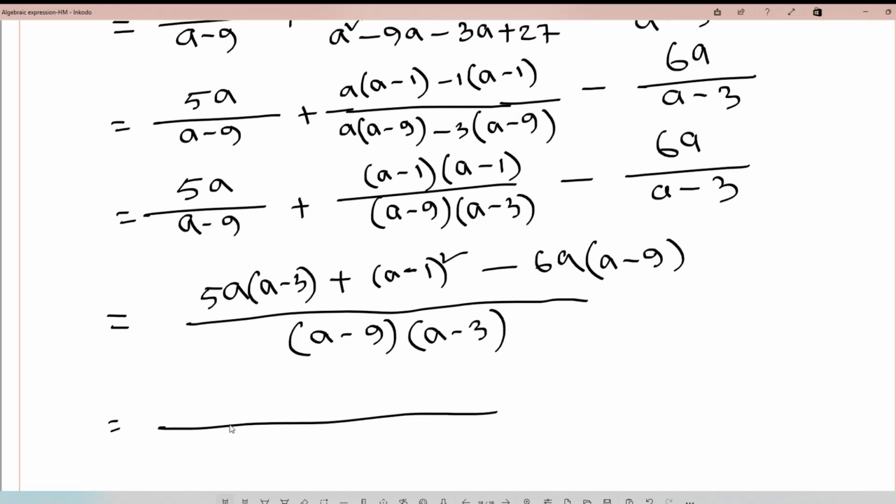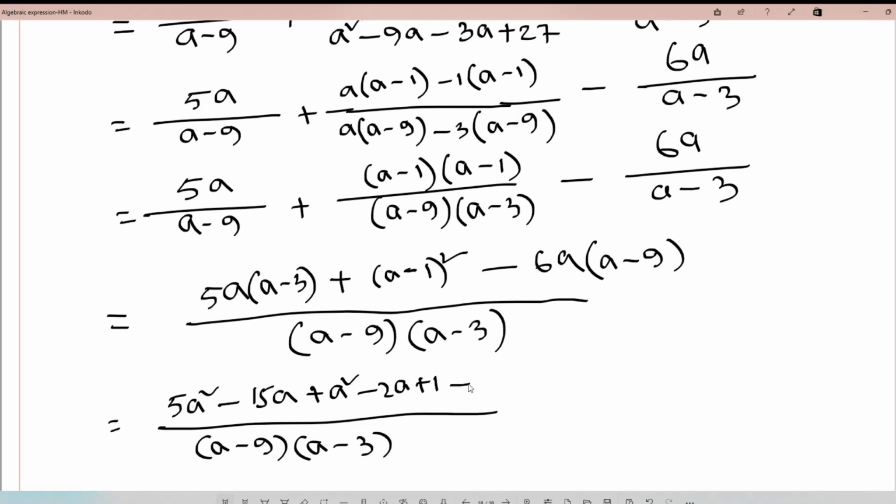Okay, now look, here is a minus 9 into a minus 3. We can write here 5a square minus 15a, and here is a square minus 2a plus 1, and here is minus 6a square, minus and minus plus 54a. 6 times 9 means 54, and minus minus plus, so it will become 54a.